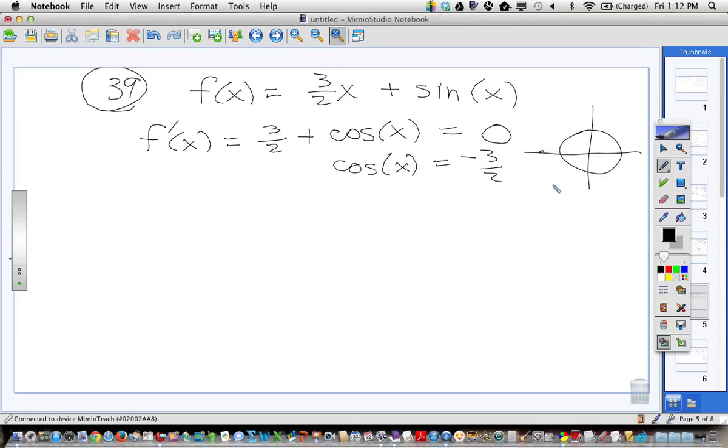Cosine has got to be between negative 1 and 1. Yeah, you're thinking of root 3 over 2. Negative 3/2 is negative 1.5. Cosine can't ever equal that. It's got to equal something between 1 and negative 1. So, but now, we don't just stop. I mean, that just means there's no stationary points. There's no place where the derivative is 0.